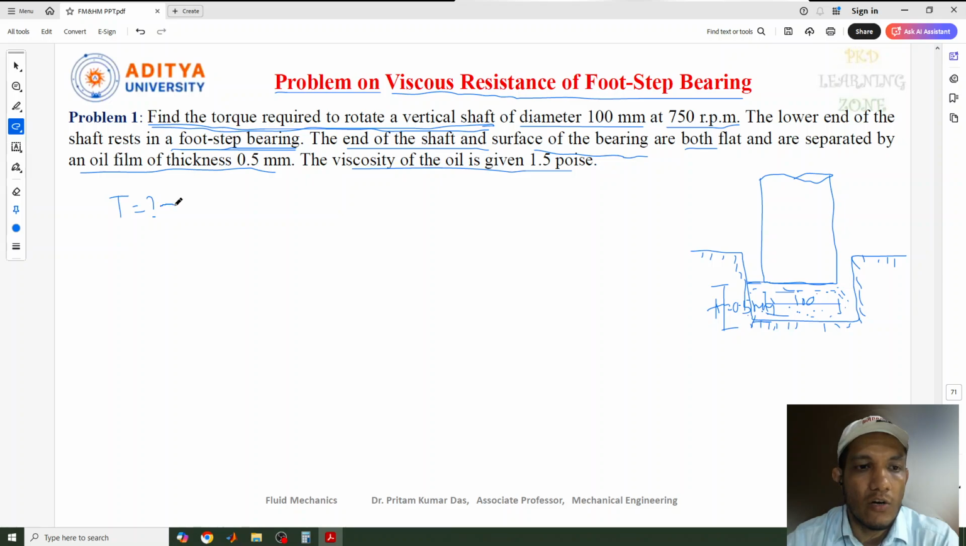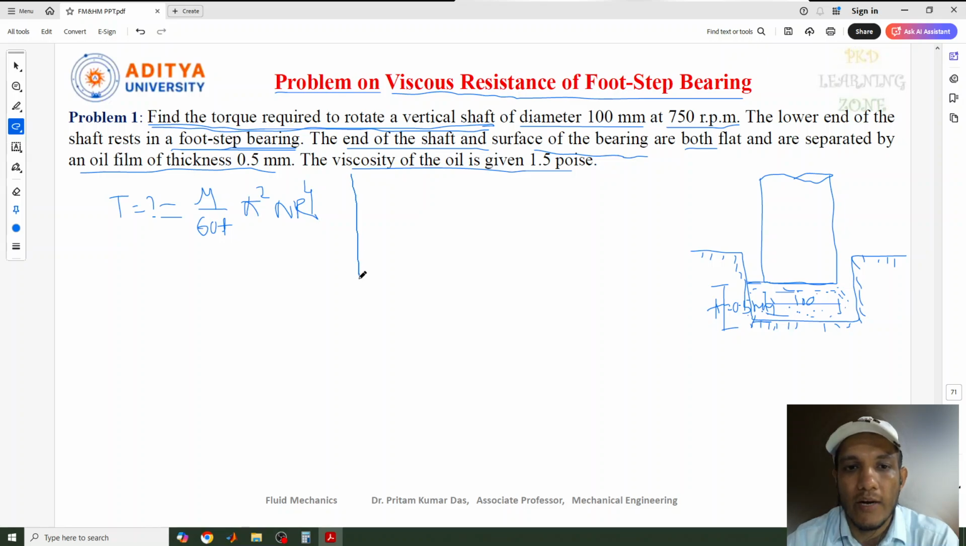As per the torque equation that we have derived, we know that torque equals mu by 60t, pi square n r to the power 4. This is the equation of torque.